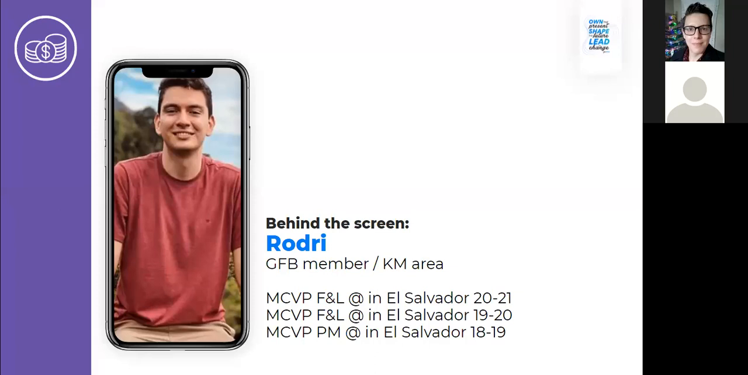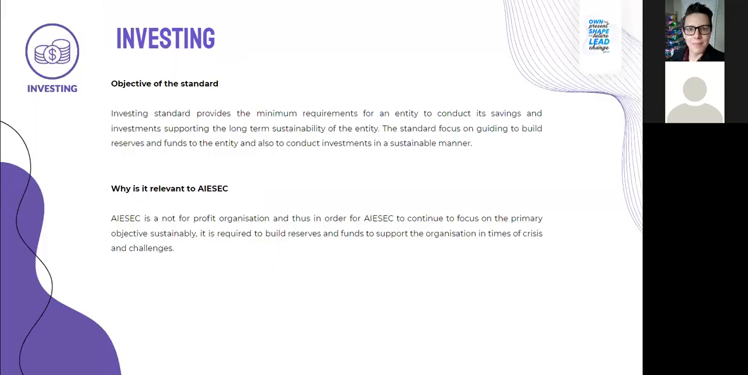I'm Rodri, I'm a GFB member from the knowledge management area, and I have some experience as MCVP Finance and PM. So starting with the investing standard, just to recap, the investing standard provides the minimum requirements for an entity to conduct its savings and investment supporting the long-term sustainability of the entity. The standard focuses on guiding to build reserves and funds for the entity and also to conduct investments in a sustainable manner. So in this session we are mostly going to focus on that, conducting investments in a sustainable manner.